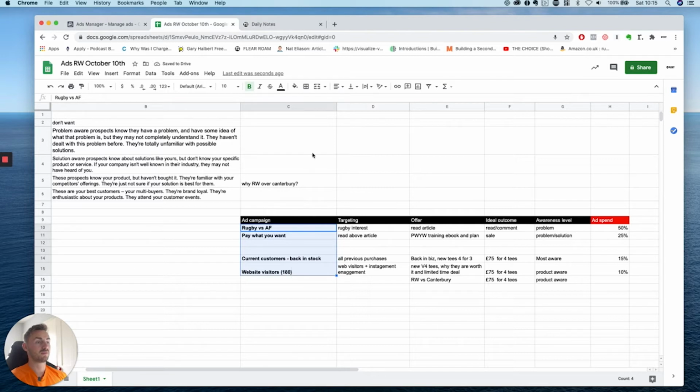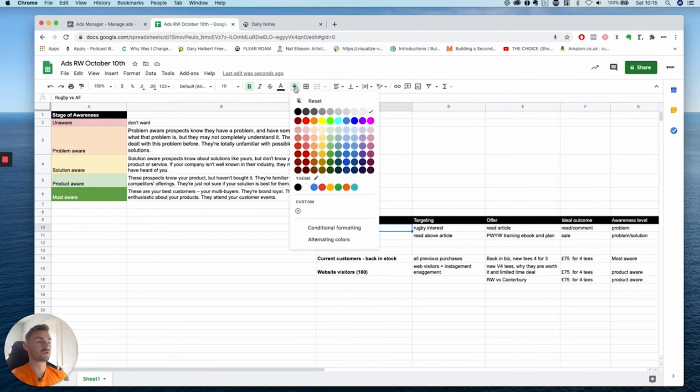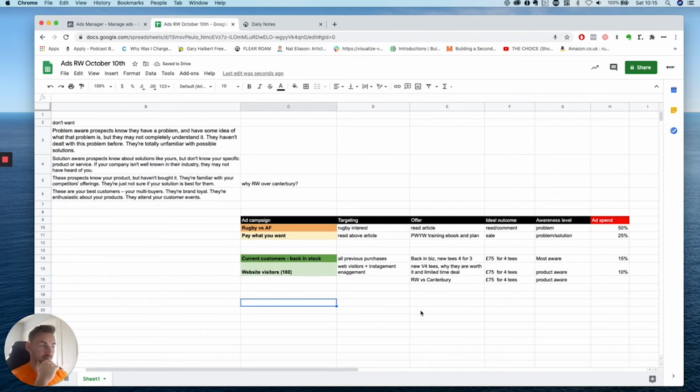But let me just clear this up. So this is problem aware, so I'll make that orange. It's good to visualize what you're looking at, because it helps a lot to realize what you're doing ads for. Now I'm going to move on.